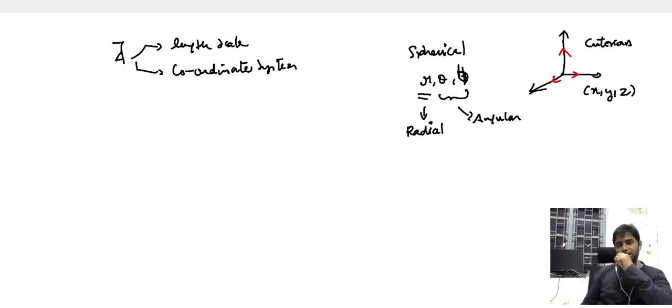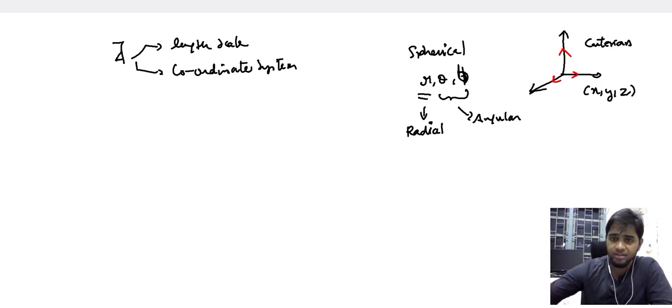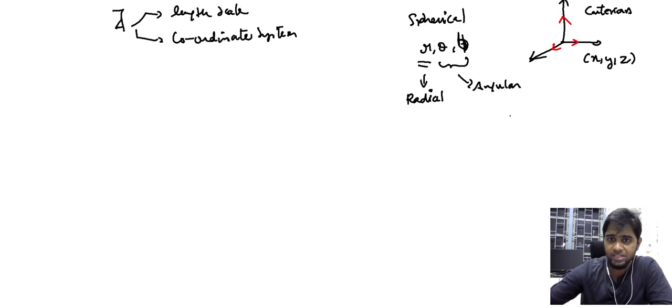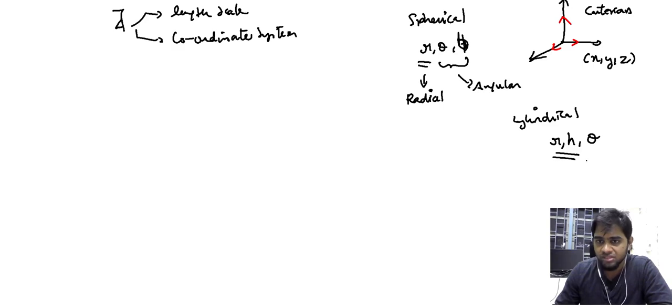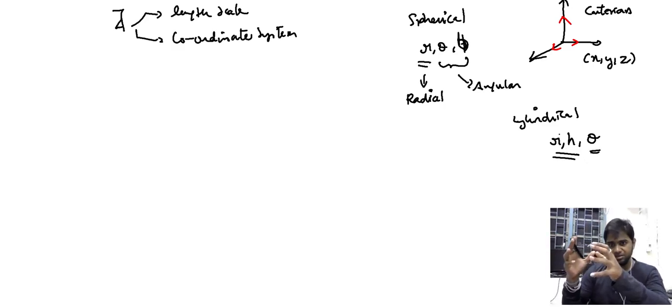So a given point in space can be described using the Cartesian coordinate system, or it can also be described using the spherical coordinate system. And in addition to the spherical coordinate system, we also have the cylindrical coordinate system. In the cylindrical coordinate system, we replace one of the angular coordinates with another length scale coordinate. So essentially we have r, h and theta. These are two length scale coordinates, and this is an angular coordinate. So we have Cartesian, spherical and cylindrical coordinate systems.